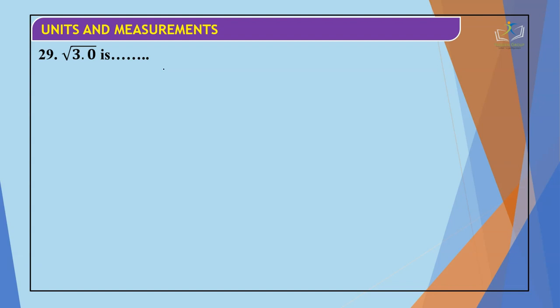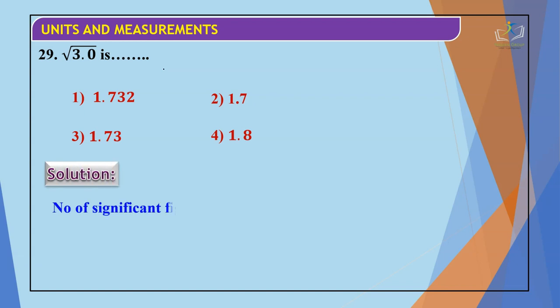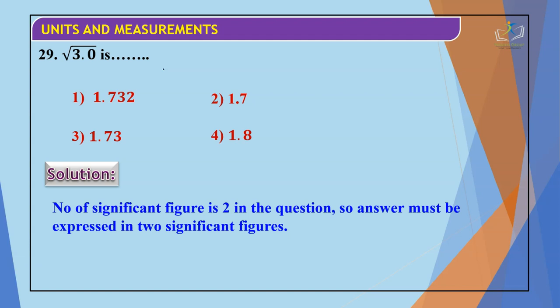This question is a very interesting question. Like under root 3.0 is 1.732, 1.7, 1.73 or 1.8. Students, this is not under root 3 only. This is under root 3.0. So in the solution, the number of significant figures is 2. So the answer must be expressed in 2 significant figures only. Clear? For that, 1.7 is the correct answer.